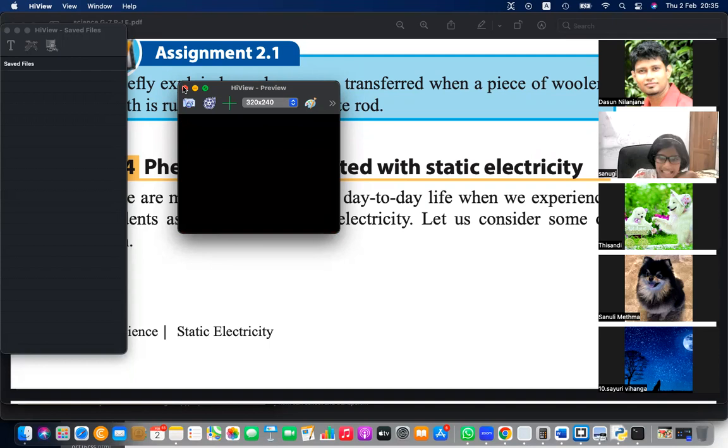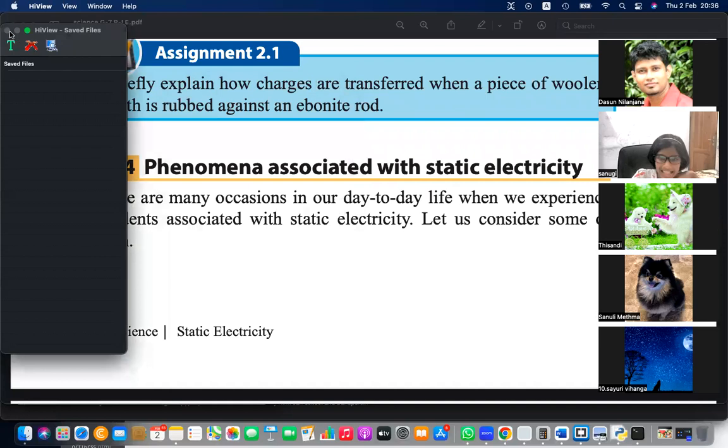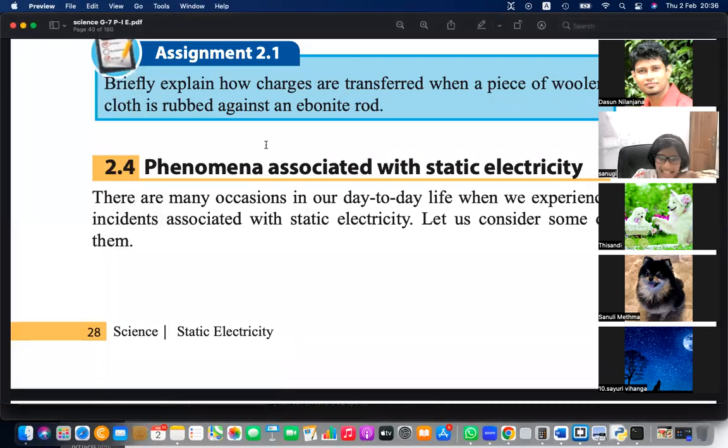Right? If you are learning science, you need to explore, right? Okay. I am using HiView as a tool to show you this. Okay, I think you got some exposure.